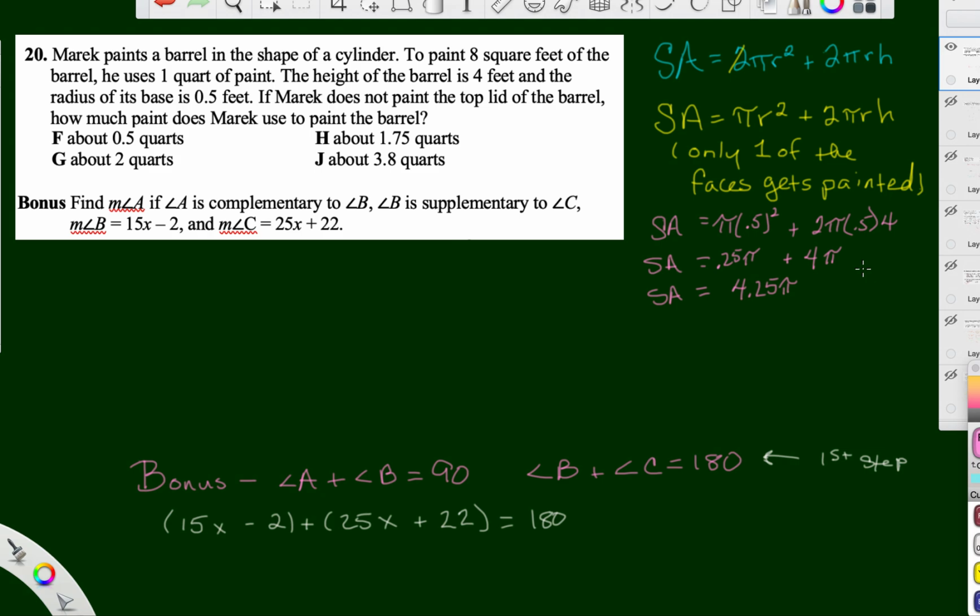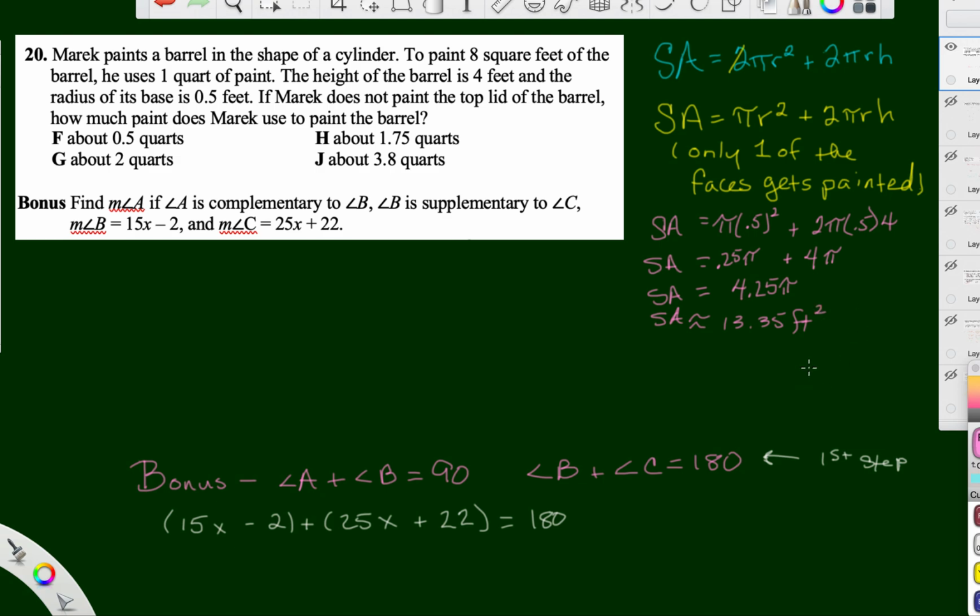4.25 times 3.14 gives me about 13.35. So my surface area is about 13.35 square feet.